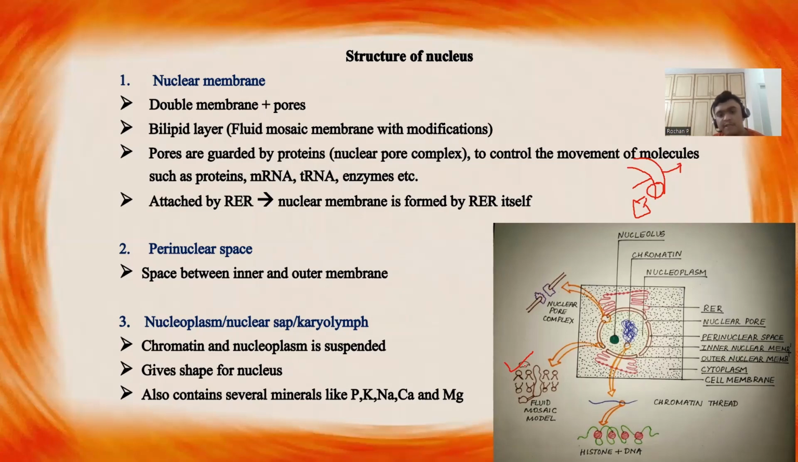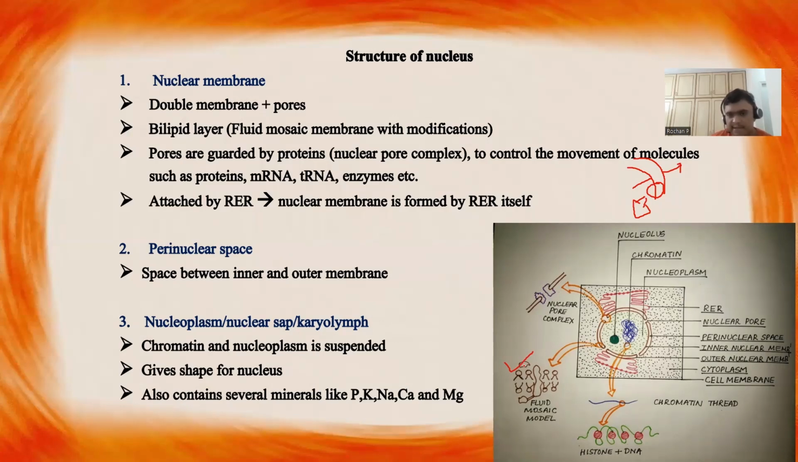This was proposed by Singer and Nicolson. Any membrane for that matter, be it cell membrane, nuclear membrane, or any other membrane, is going to be mainly composed of this bilipid layer itself, with some modification in proteins and all those things. But every membrane is going to be a fluid mosaic membrane. So even the nuclear membrane is going to be a fluid mosaic membrane with a bilipid layer, extrinsic and intrinsic proteins, and all those things present there. Okay, this is about what we see if we magnify a nuclear membrane.